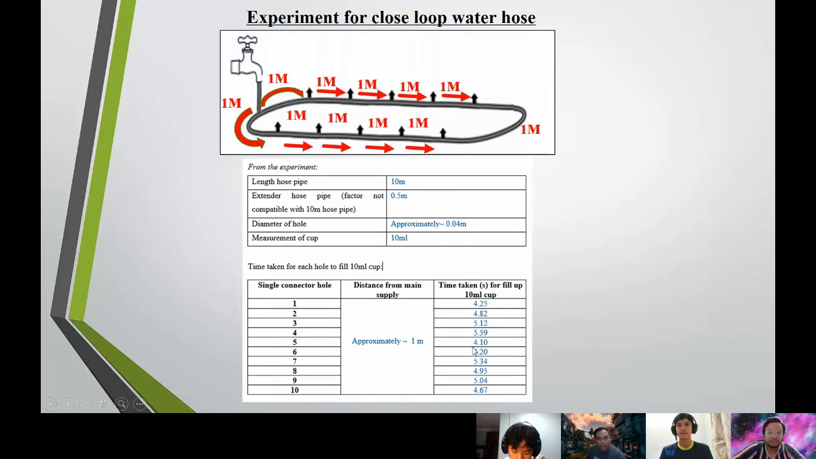So as we can see from the data that we get, it is almost the same for each hole to fill up the 10 millimeter cup. For single connector hole 1, we get 4.25. For single connector 2, we get 4.28. Until connector 10, we get 4.67. So we can see that across all the single connector holes, there is just a slight difference in the time taken to fill up the 10 millimeter cup.